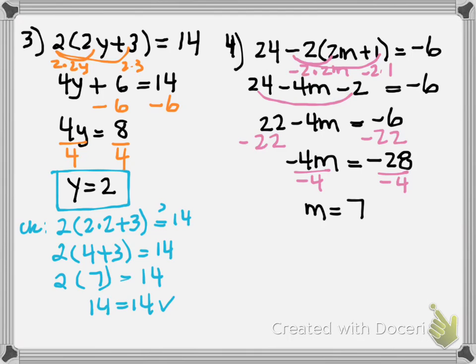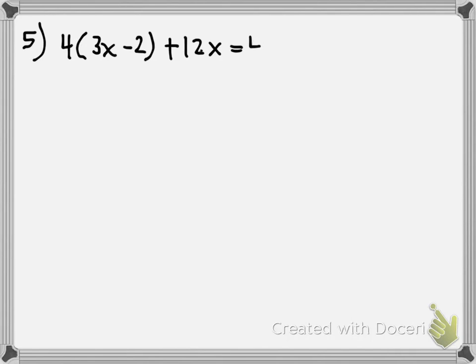Now, let's see if we can squeeze one more in. I'm not going to do the check on this one. Let's squeeze one more in, because I think it's also very interesting to see. So let's see, that's number 5. We have 4 times the quantity 3x minus 2, that plus 12x equals 40.